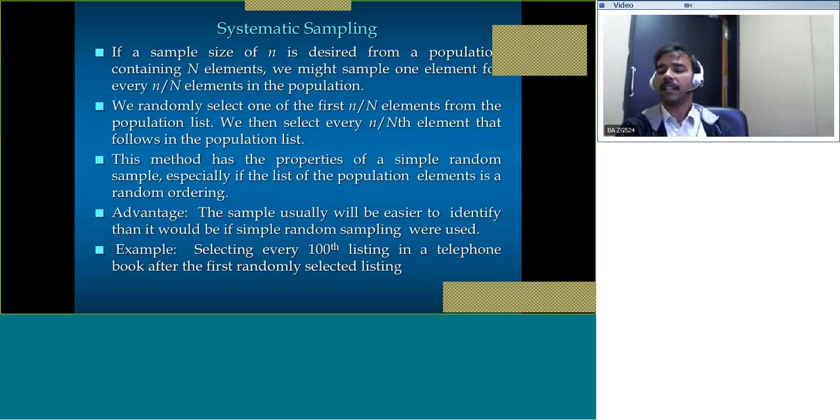Suppose there are like 1 lakh items. Then you have to fix whether you have to take every 50th item or every 100th item or every 200th item. After that, from the first 100, you will choose an item randomly. From that item onwards, every 100th item, what we have fixed, that you will take. This is a systematic sampling.